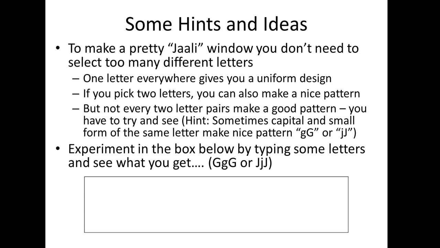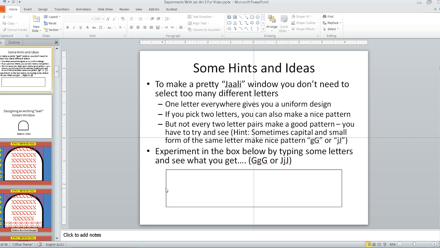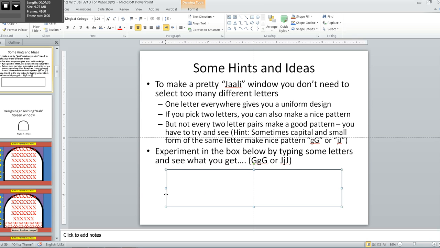One thing I found is that when you take a little letter and a capital letter of the same letter, it makes a nice pattern, like little g, capital G, little j, capital J, and experiment and play around with it. Like for example, in this box here, you can enter text and type anything that you like. Like for example, let's try, in here we are going to write a few different letters and see how that goes. So let's edit the text here.